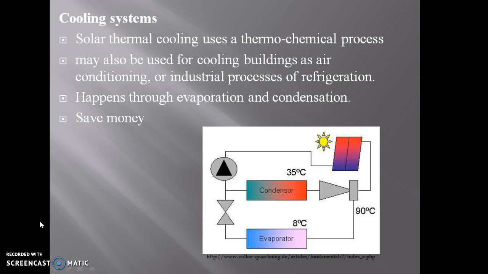Cooling system. Surprisingly, solar thermal systems can be used to cool down buildings. It uses a thermochemical process where the chemical used releases heat that is then cooled down. The process happens through evaporation and condensation of liquids. This technology is used for cooling buildings as air conditioning or industrial processes of refrigeration.